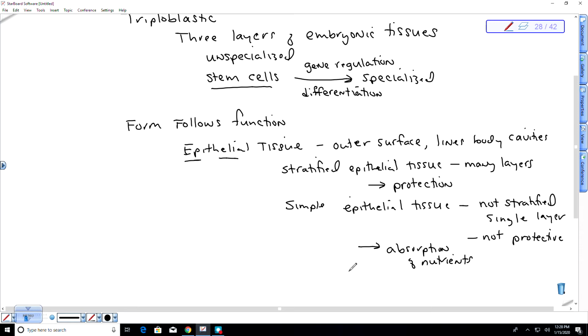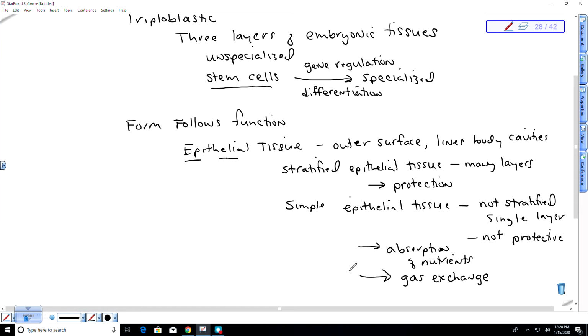In our lungs, we have simple epithelial tissue where we need gas exchange to occur. So where oxygen and carbon dioxide is exchanged with the air in our blood, that would also be simple epithelial tissue. So this would be where we have gas exchange. So these would be good examples of how form follows function. The function of being protective or exchange of substances, absorbing or gas exchange, would be simple epithelial tissue.